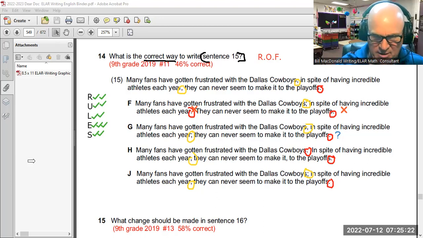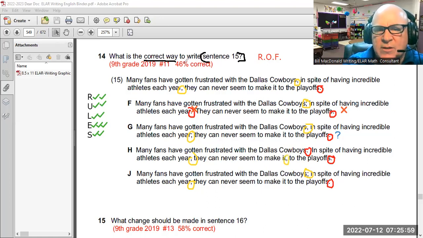Capital. In spite of having incredible athletes each year, comma, so far so good, introductory phrase, they can never seem to make it, comma, to the playoffs. Now, I didn't circle it, and I did that intentionally, because if I just say they can never seem to make it to the playoffs, that sounds good. But because that comma there is making me slow down, that doesn't really make sense. So because of that one little punctuation mark, we're going to say that doesn't work.